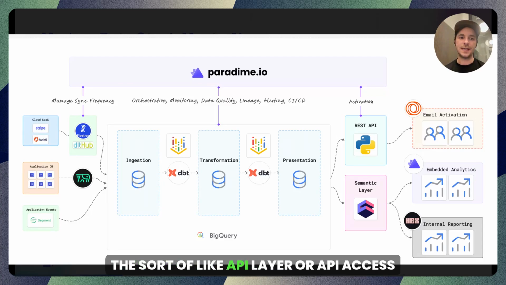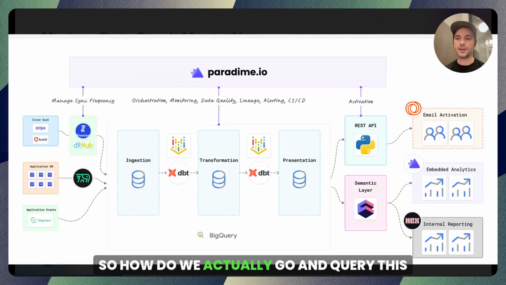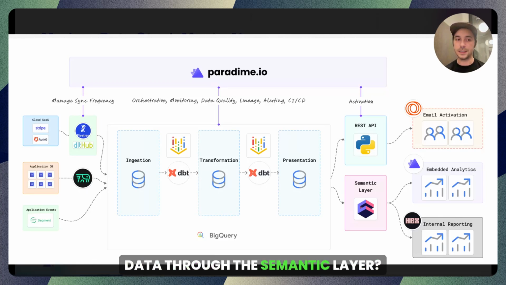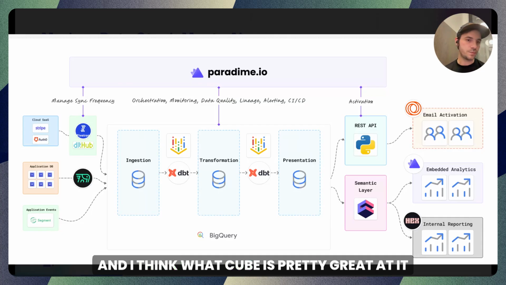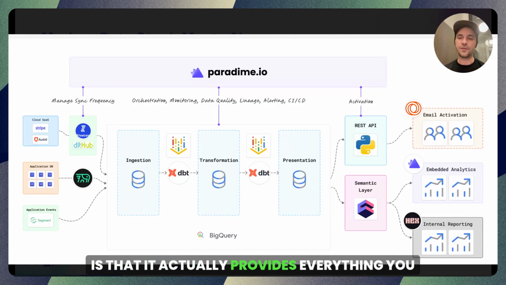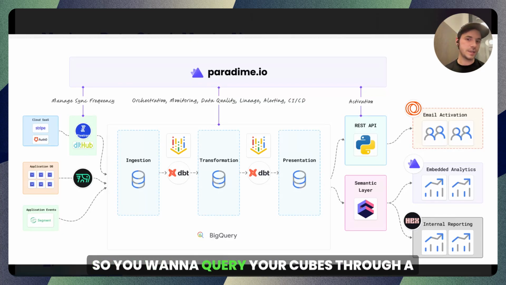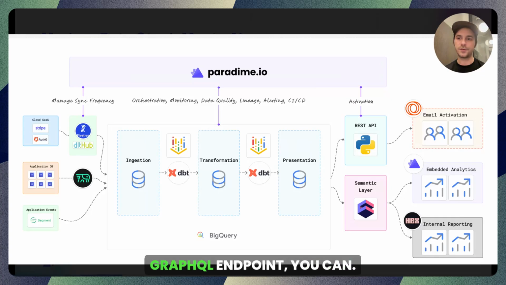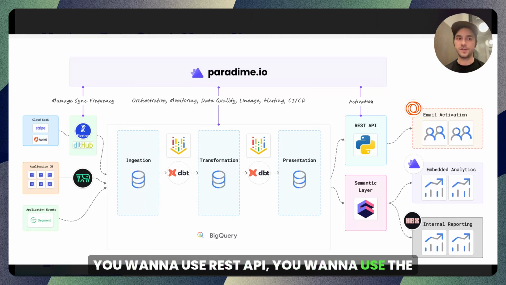The second thing, which was also important, is that we wanted a lot of flexibility on the API layer, or API access, around it. So how do we actually query this data through the semantic layer? What Cube is pretty great at is that it provides everything you want. You want to query your cubes through a GraphQL endpoint, you can. You want to use the REST API, you can. You want to use the SQL API, you can.